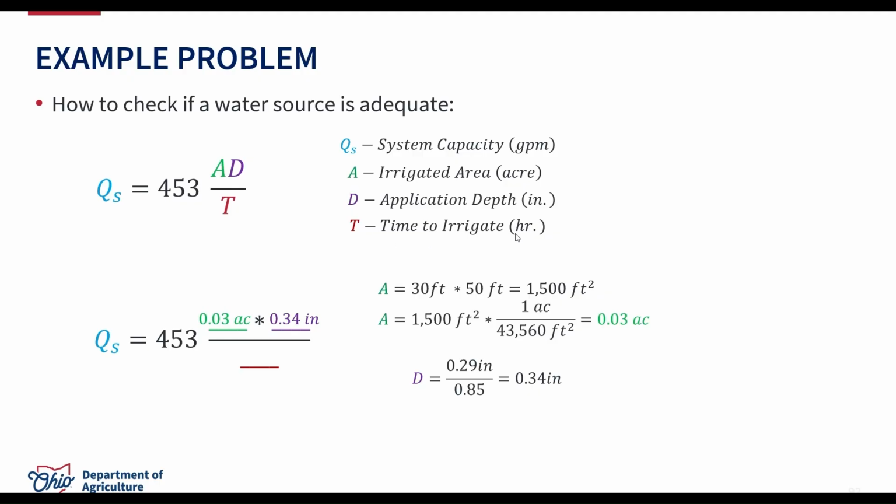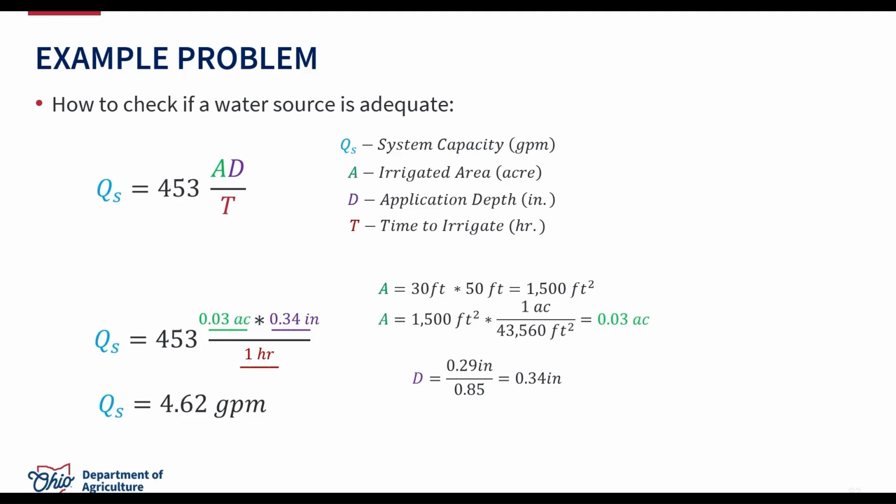And then our time to irrigate, typically for our smaller high tunnel systems that we are designing, we want to try to supply all of the water needed to the plants within 1 hour or less. So plug in 1 hour here and we will find that roughly we need to have a flow rate of 4.62 gallons per minute to supply our system. So we need to determine if our well potentially can supply this 4.62 gallons per minute flow rate.